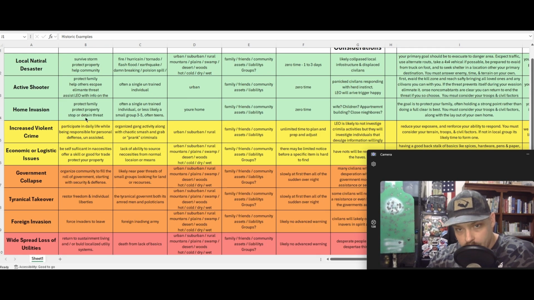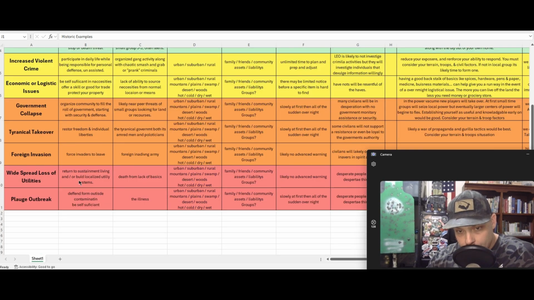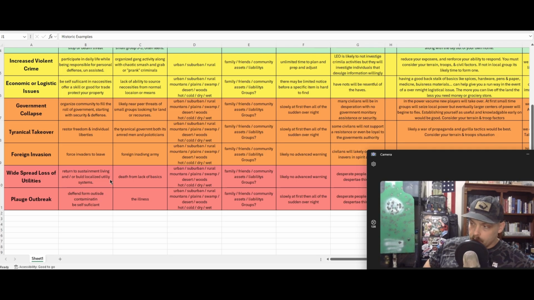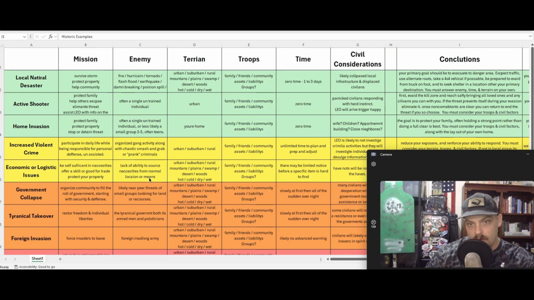All right. So our mission is to return to sustainment living and or build localized utility systems. In other words, you have to survive. So either we're going to go back to living like bush people, or at least how they did before they had electricity, right? Or we need to rebuild localized, non-massive grid infrastructure, so local grid infrastructure. How do we facilitate power and water for our community, and what size is our community? Is that a subdivision? Is it a rural county? Is it a city block? I don't know.